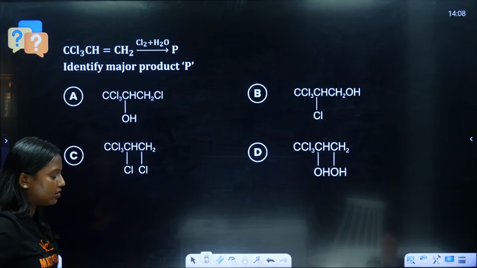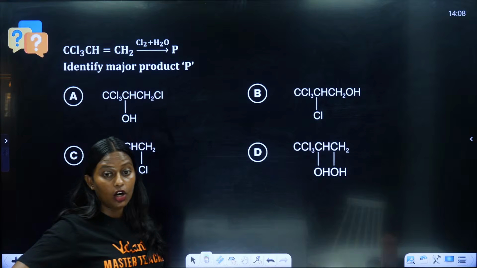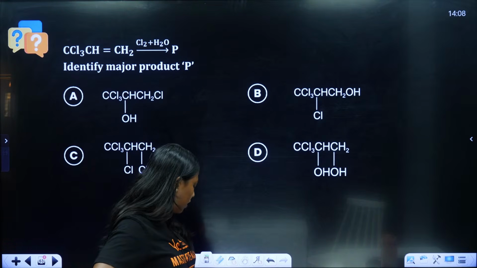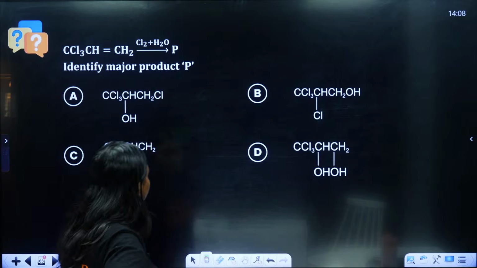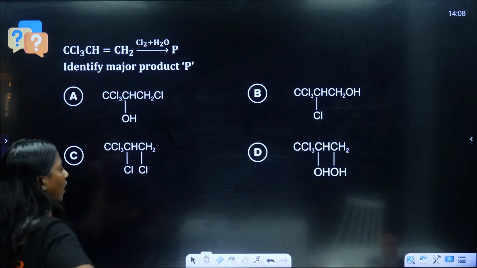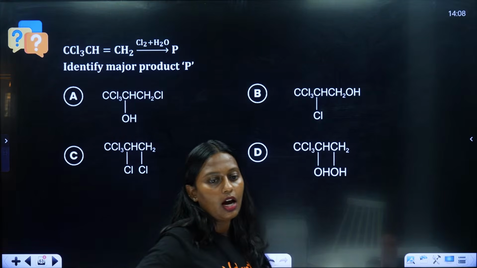Next question is here. Identify the major product, Cl2 H2O. Which one is the major product? The double bond will break and the cyclic halonium ion will form.